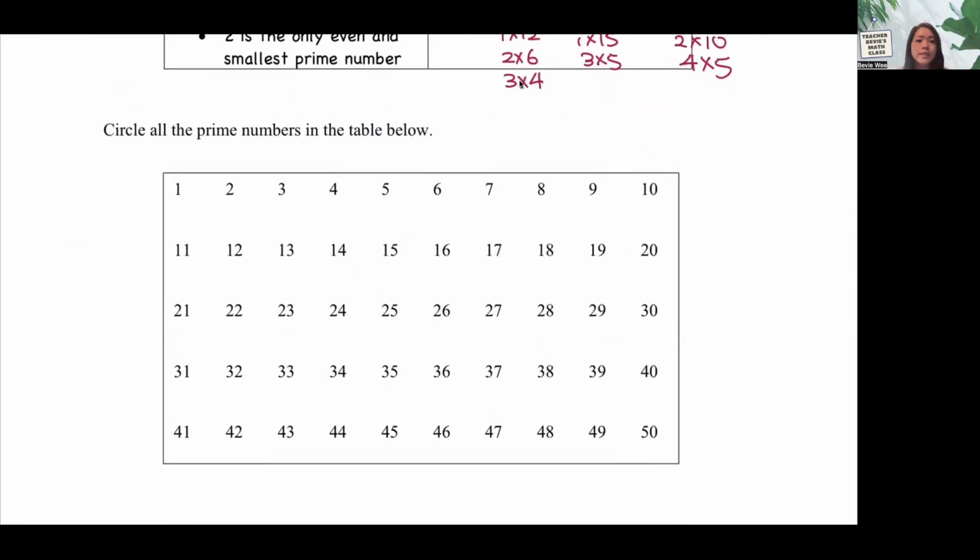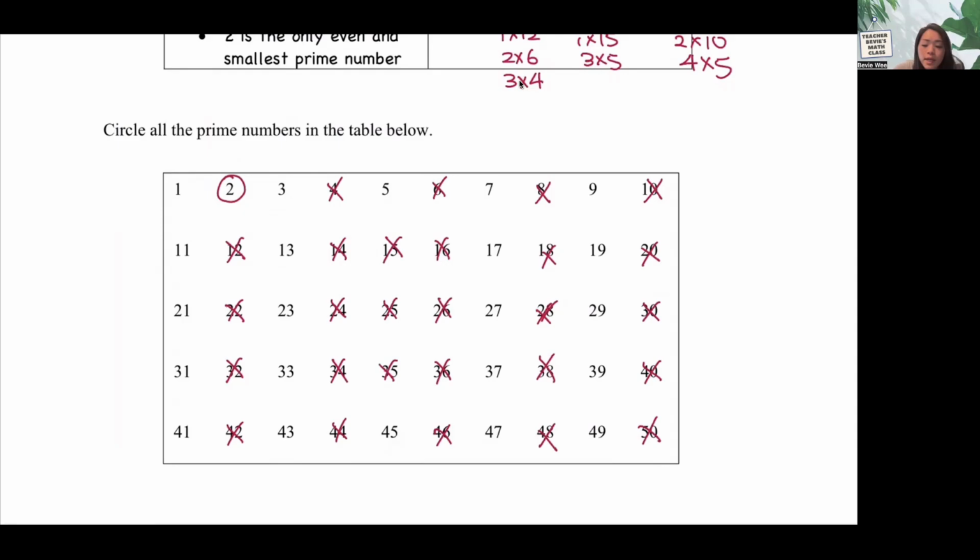Okay, so let's take a look at this table below. I have numbers from 1 to 50, and let's circle all the prime numbers in the table. So other than 2, I can first cross out all the even numbers over here, because all the even numbers will be divisible by 2 itself. So they will definitely have more than 2 factors, except for number 2 itself, because 2 has only 1 and 2 as its factors. Okay? The other numbers that I can cross out are 15, 25, 35, and 45, because all these numbers are definitely divisible by 5 itself.